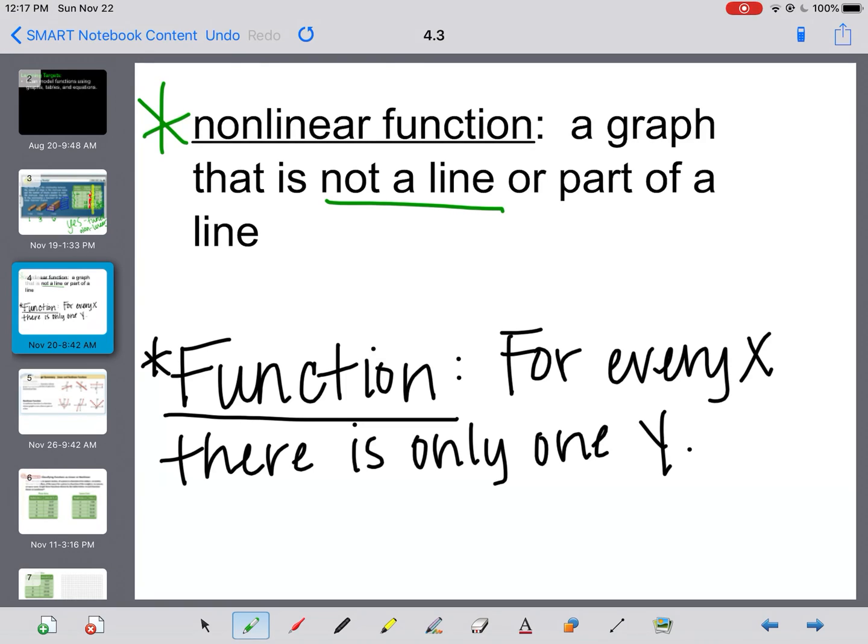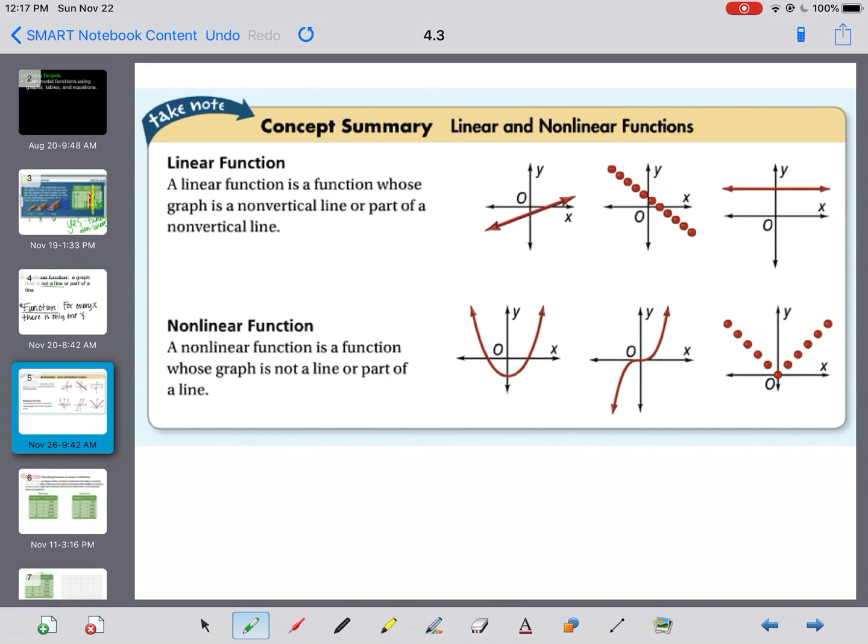Those nonlinear functions are what this section is going to talk most about. The vocab word for today is nonlinear function, which is a graph that is not a line or part of a line. Remember from a couple lessons ago that in a function, for every x, there's only one y.